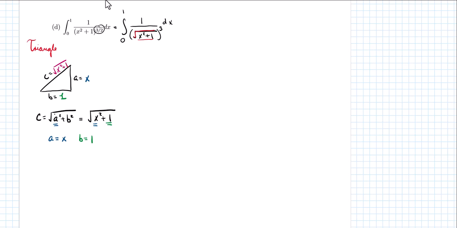Now that we have our sides established, let's see how we can rewrite them in terms of the trigonometric functions. For this one, I'm going to begin with the cosine, the side adjacent. So the cosine of the angle theta is going to be equal to the side adjacent, 1, divided by the hypotenuse, which was the square root of x squared plus 1. Just going to move this a little bit further down.